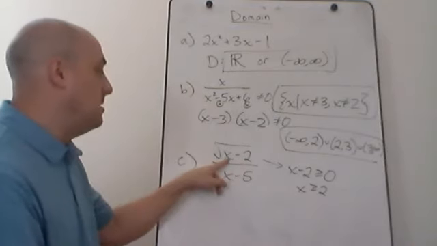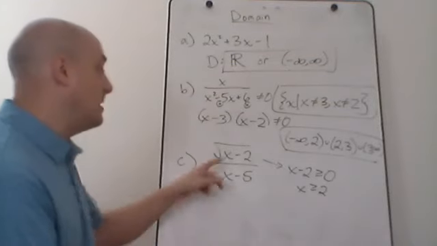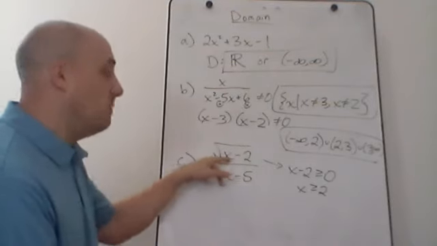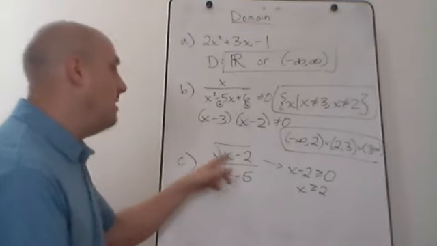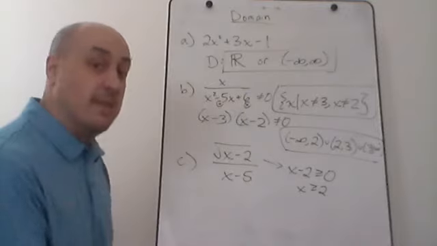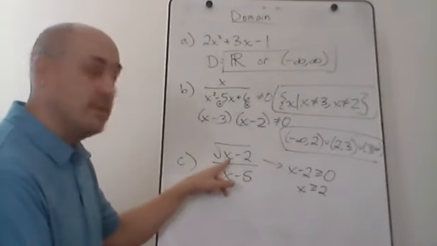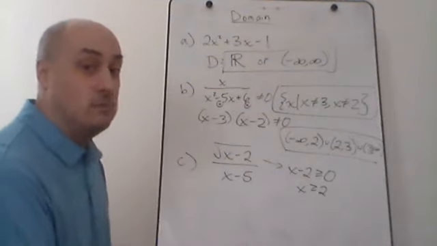If I plug in x equals 2, that gives me the square root of 0, which equals 0, and that's fine. If I plug in x equals 3, I get the square root of 1, which equals 1. That's fine. Any other number bigger than 2, when I plug it in here, I'm getting the square root of a positive, and that's fine. But if I try to plug in x equals 1, well, 1 minus 2 is negative 1, and I can't do the square root of negative 1.